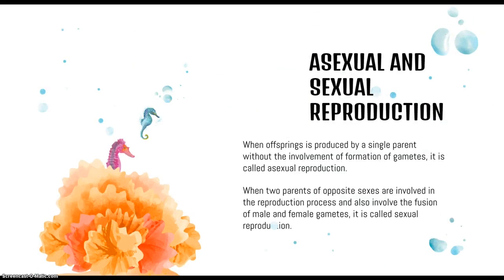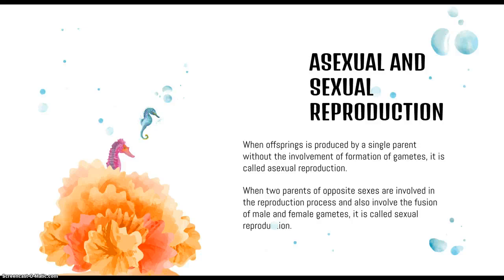When the offspring, the new generation, are produced from a single parent. So whenever only one single parent is involved in the process of reproduction, whenever only one single parent is producing another organism, such kind of reproduction is known as asexual reproduction. In this process, no gamete formation is required.